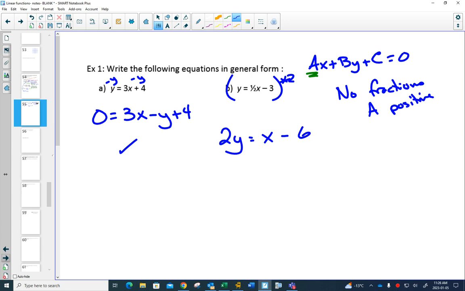I need to make one side equal to 0, and I need to keep the number in front of x positive. Is the number in front of x positive right now? Yes. So then I will subtract 2y on both sides. In general form, we always write the x first, then the y, then the number. And we're done. You can have the equal 0 on either side.